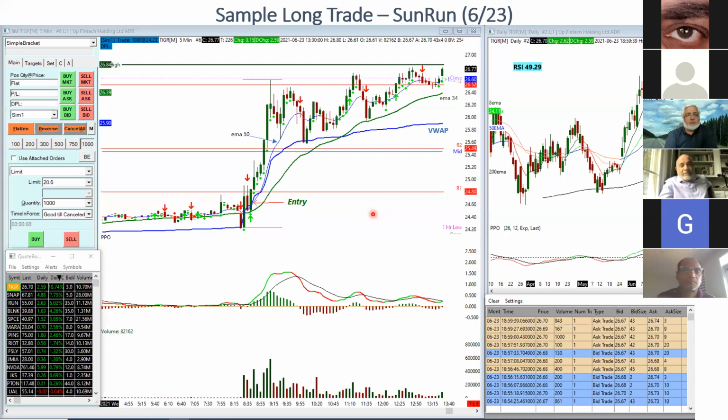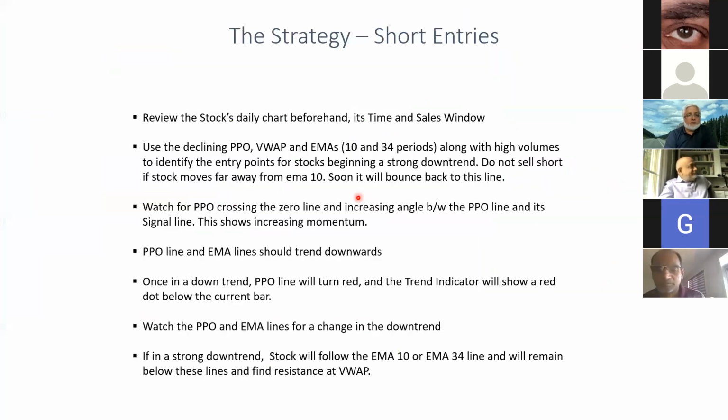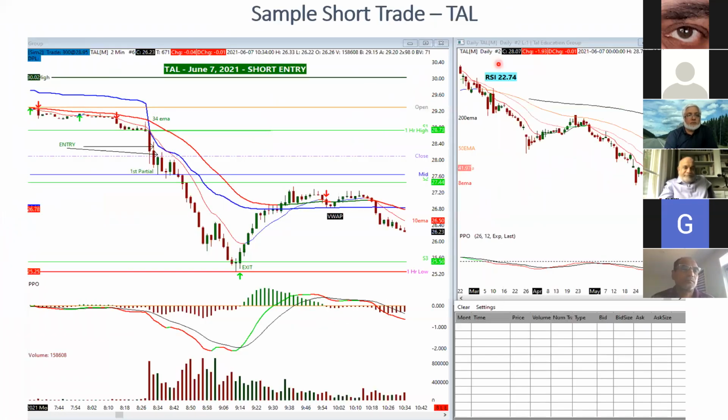The short trade strategy is just its reverse. Everything is in the reverse direction. So this is a short trade example. It's a Chinese educational stock, and this was June 7, right here.